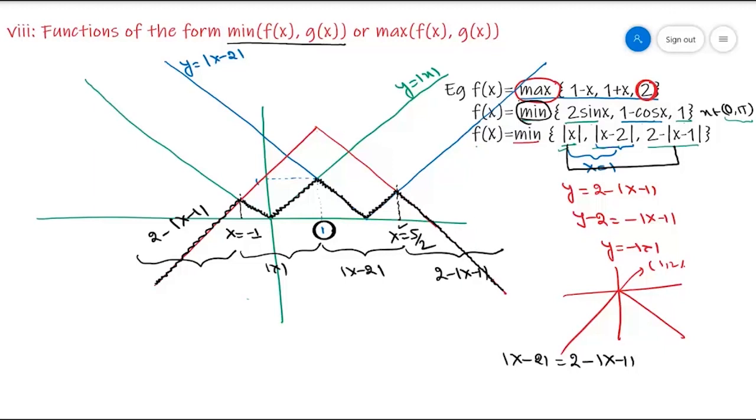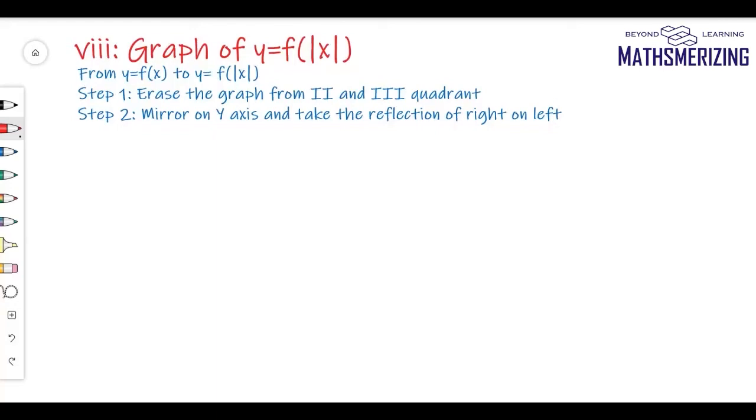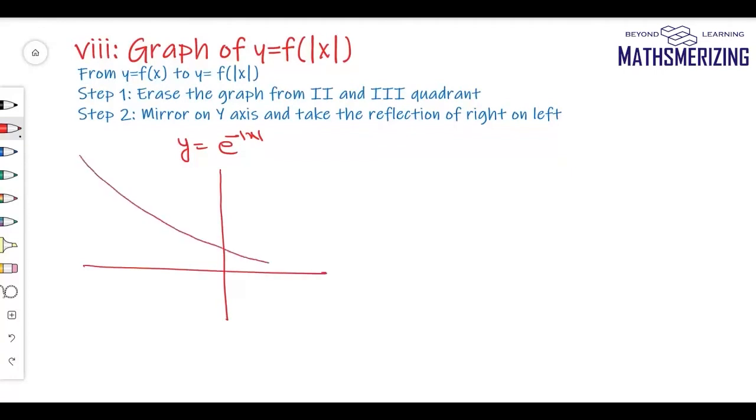Now we'll come to the very important transformations of modulus function. So from the graph of y equals f(x), I need to draw the graph of f(mod x). I'll take a very simple example. Say for example, I need to draw the graph of y equals e to the power minus mod x. So I'll start by drawing the graph of e to the power minus x, which is a decreasing function.